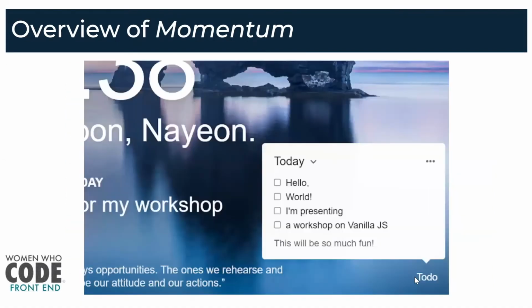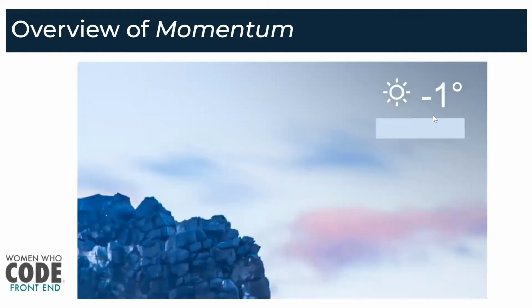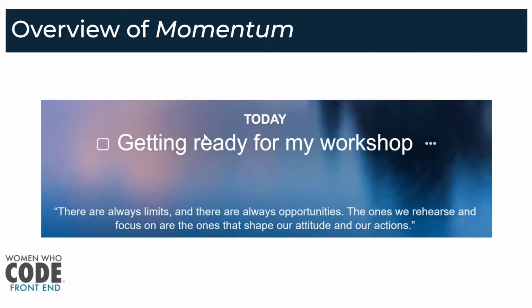And if you click on the to-do, then you see a to-do list, and you can add or delete your to-dos here. And on the top right of the screen, there's the current weather. So you can see the current weather where you are, and I actually masked where I am because I don't want to publicly announce it on the internet. And this is the focus of the day.